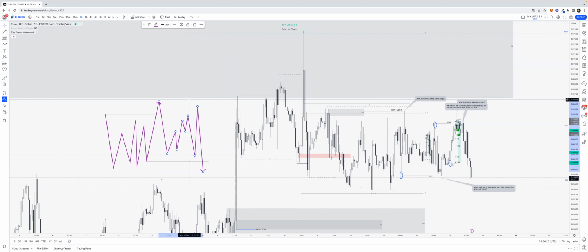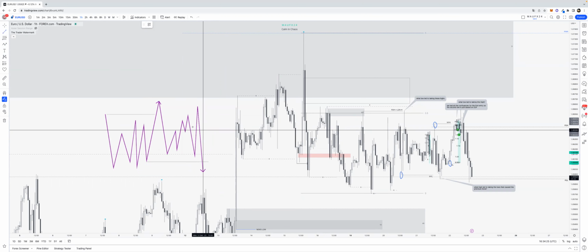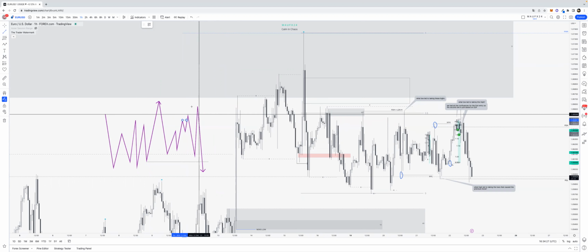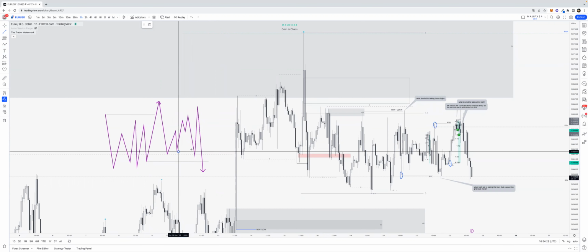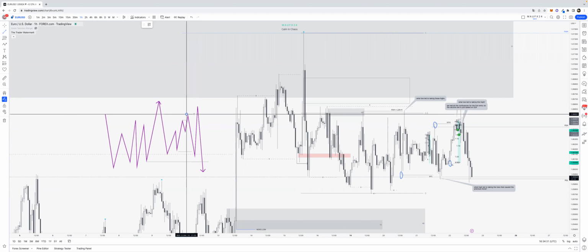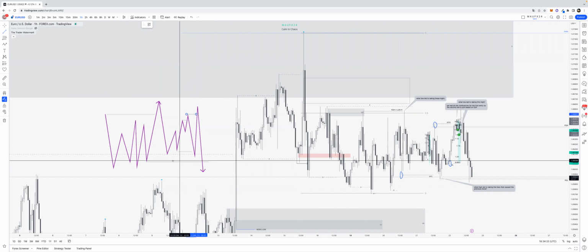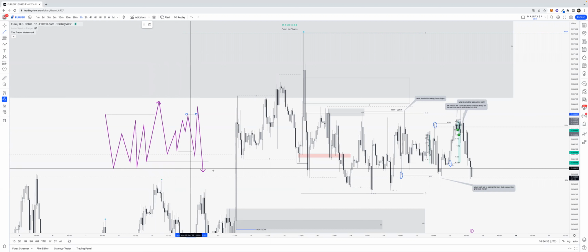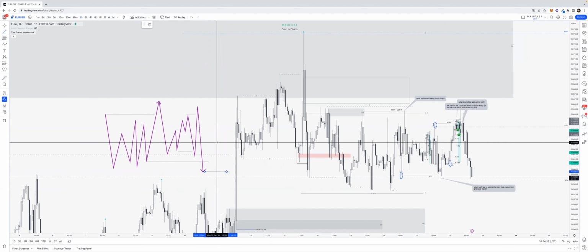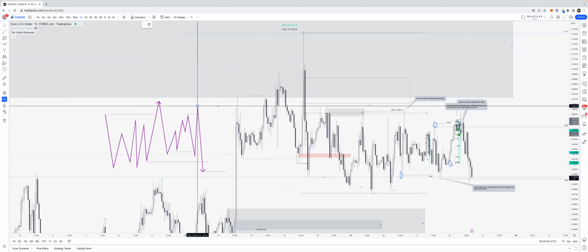Then if we have this high as Asia high, so that's a strong liquidity high. This is our Asia low, and this is our London high, and this was our New York low. This is our new New York low. This is our new New York high.